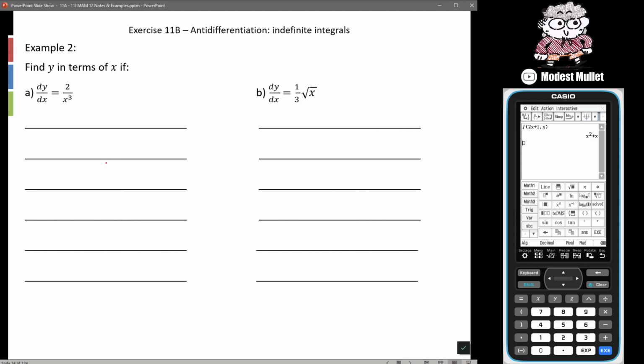Rightio, so find y in terms of x if dy dx is equal to 2 on x cubed, and we have dy on dx is equal to 1/3 square root of x. So these are just like in differentiation. Where possible, when you're dealing with differentiation or anti-differentiation, you want to change them into regular polynomial form. So I can change this into dy dx is equal to 2x to the negative 3. I can bring this up the top and make the power negative using my index laws. So we get that.